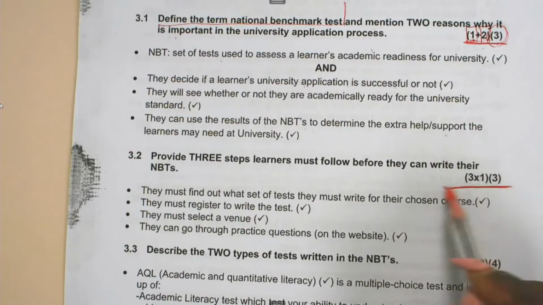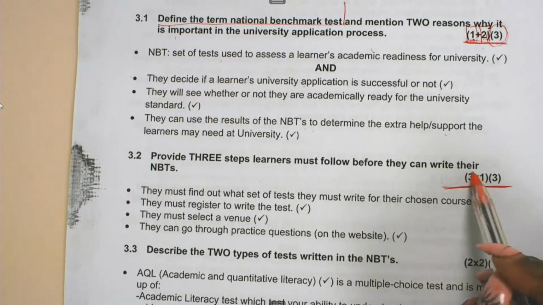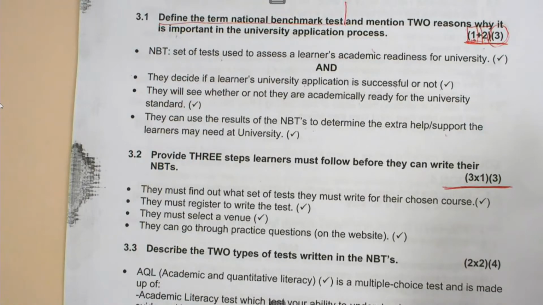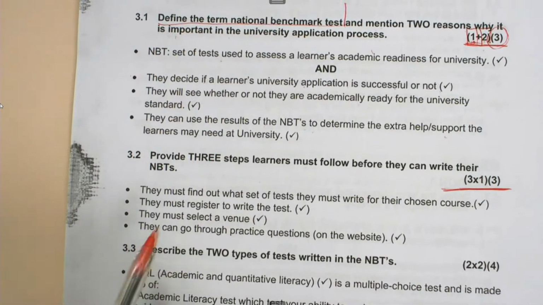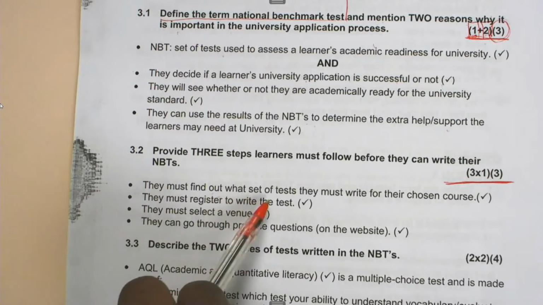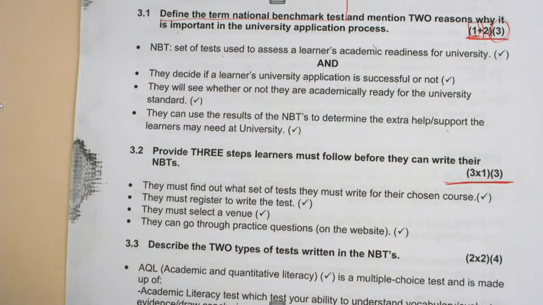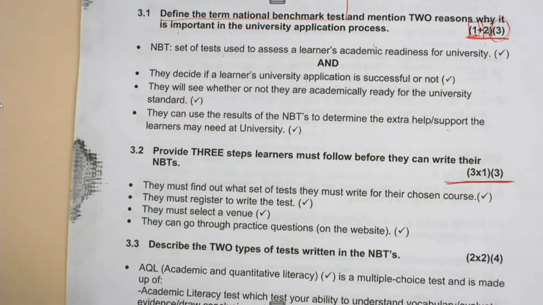Learners need not motivate because it's 3 multiplied by 1. So they need to provide 3 steps. They must find out what set of tests they must write for their chosen course. They must register to write the test. They must select a venue. They can go through practice questions.